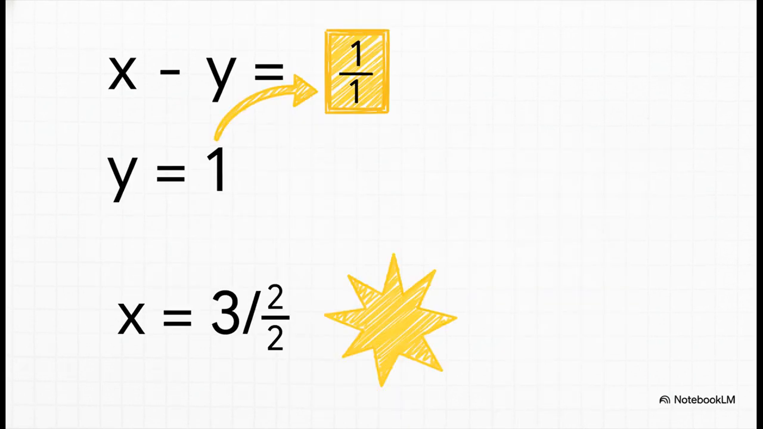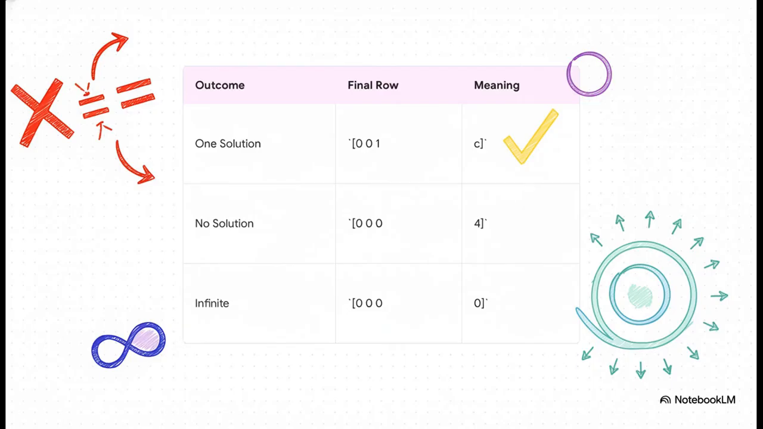And the rest is, well, it's incredibly easy. We know y is 1, so we just plug that value back into the first equation. This is called back substitution. So x minus 1 equals 1/2. A tiny bit of simple algebra, and we get that x is 3/2. The puzzle is solved.